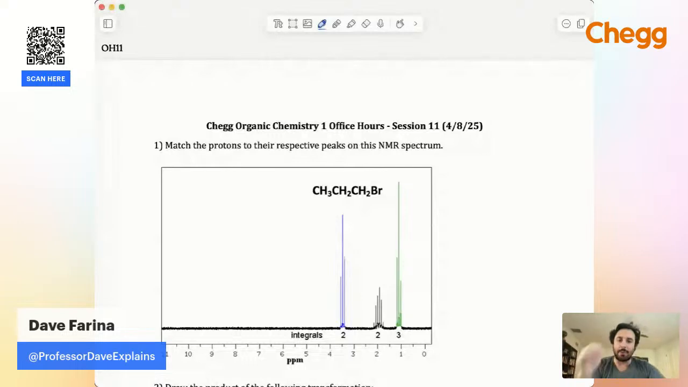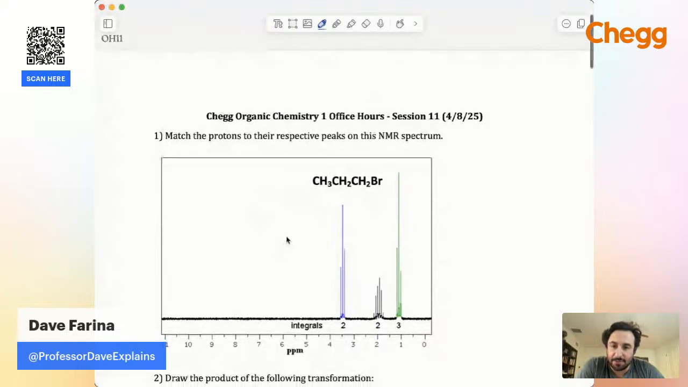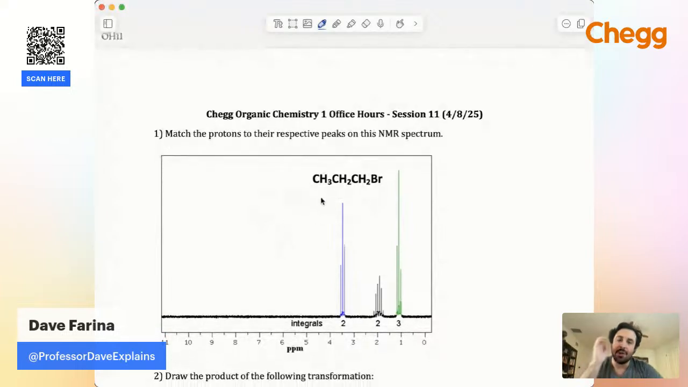So I remember last time we started doing some spectroscopy stuff, and that is something that a lot of students have a hard time with. So I definitely want to go over the basics of spectroscopy more than once here. NMR is probably the most confusing, I would say, for many students. So here's a question that says, match the protons to their respective peaks on this NMR spectrum.